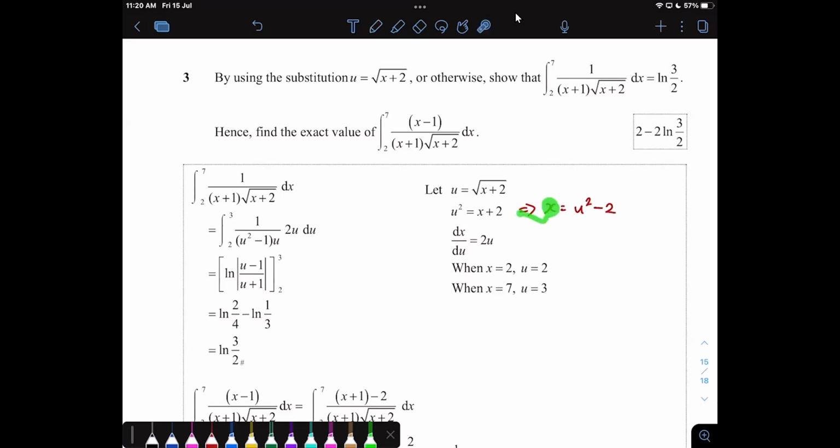Then from here, you find dx by du. So you take u square, differentiate with respect to u, you get 2u minus 0. Is this clear? Yeah. So if you're confused, just think of it like capital Y equals capital X square minus 2. Then you're doing d capital Y over d capital X, which is 2X. It's just that capital Y is now x, capital X is now u. All right, then that's how you get 2u.